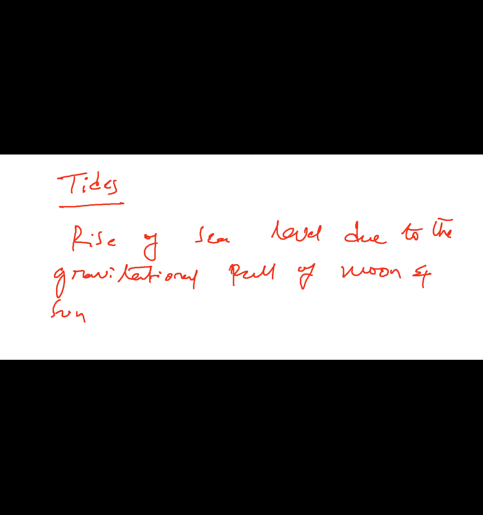So there will be a descending, reducing the sea level. That is what we call low tide. So how do high tide and low tide happen? As we all know, it is both the moon and the sun that are responsible for this bulge. So let me explain here.